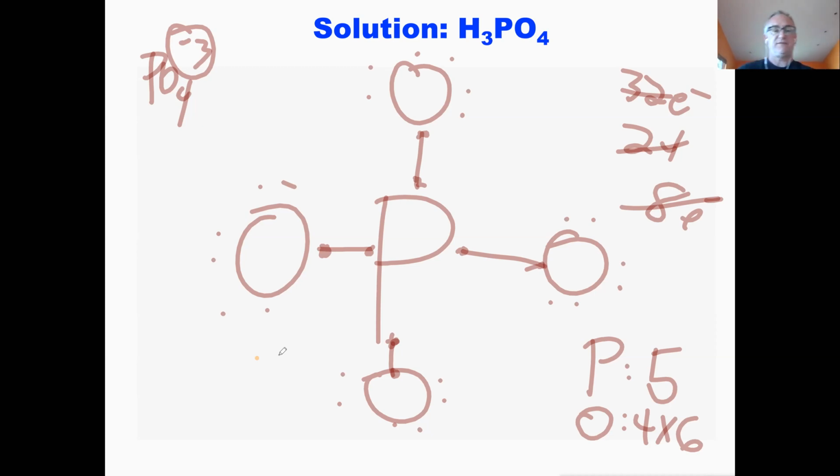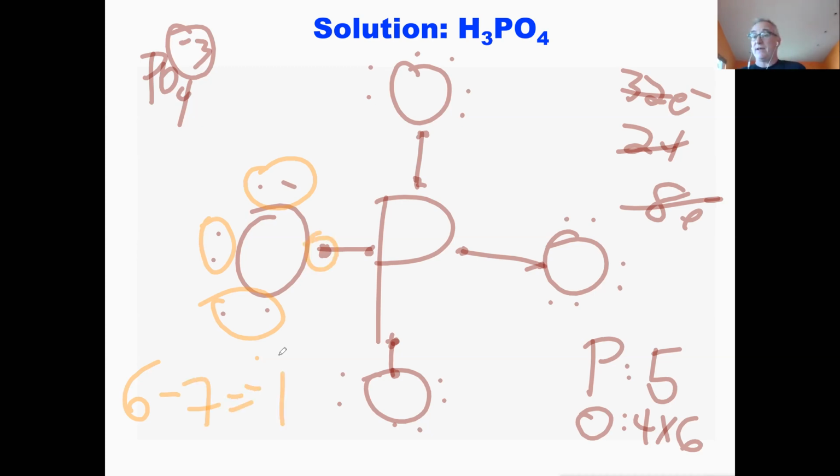Should have 6. And how many do they actually have in this particular picture? 7. Where did the 7 come from? 6 plus the 1. I need a little more information. Where's the 6 and where's the 1? 3 lone pairs and 1 in the bond. Right. So we have 2, 4, 6, 7.